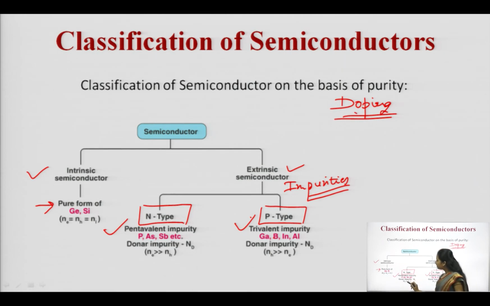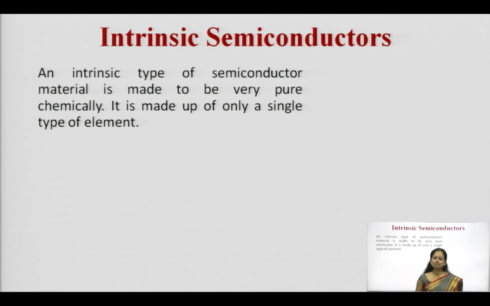In case of N-type, where pentavalent impurities have been added, here the concentration of electrons will be very high in comparison to the holes, while in the second case where we are adding trivalent impurities, the concentration of holes will be very high in comparison to the electrons. Let us study it in more detail. What do you mean by intrinsic semiconductor? Intrinsic type of semiconductor which is pure. An intrinsic semiconductor is made up of only a single type of element. You can see it may be made from silicon atoms or from germanium.